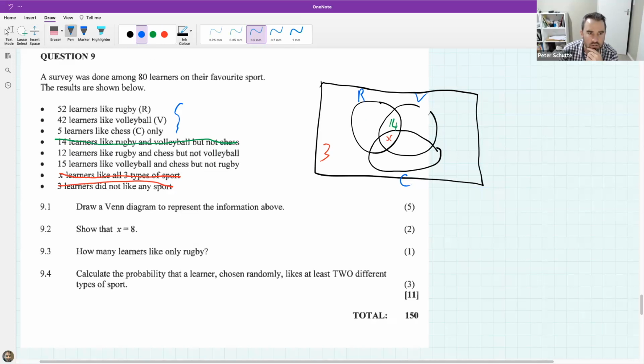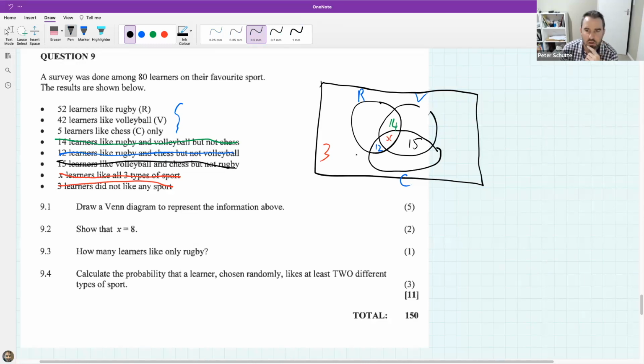"12 learners like rugby and chess." So rugby, you should be careful because it's easy to make a silly mistake. Rugby and chess, so that would be this region, but not volleyball. So you can't be here, so you must be here. Cross it out. 15 learners like volleyball and chess, so that would be this intersection, but not rugby, so that's that one.